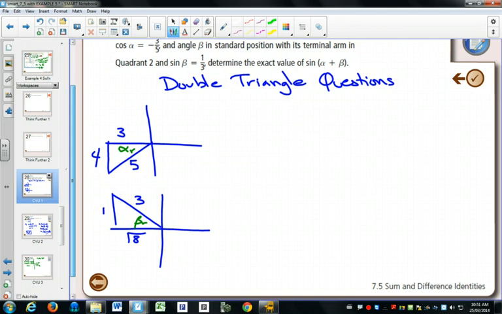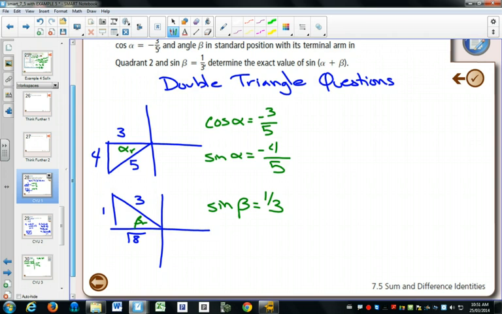So we already knew that cos of alpha was negative 3 over 5. But now we also know what sine of alpha is. Sine of alpha, opposite over hypotenuse, and because it's in quadrant 3, it'll be negative as well. And we already knew that sine of beta was 1/3, and now we can say that cos of beta is root 8 over 3, and because it's in quadrant 2, it's negative.